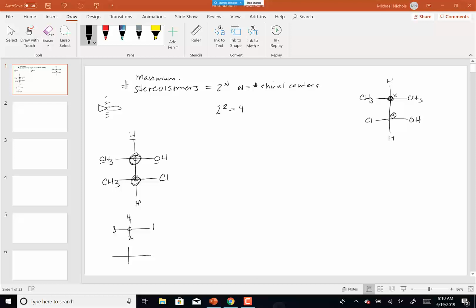And when we take a Fischer projection, it's usually to our advantage to try and orient the hydrogen on the vertical position, because then it's away from me on the dashed line. So that now I can say, okay, 4 is dashed, so going from 1 to 2 to 3 is clockwise. So that top one is the R.